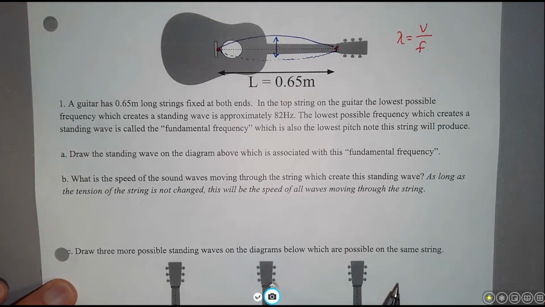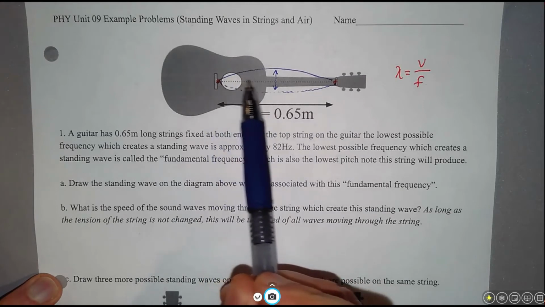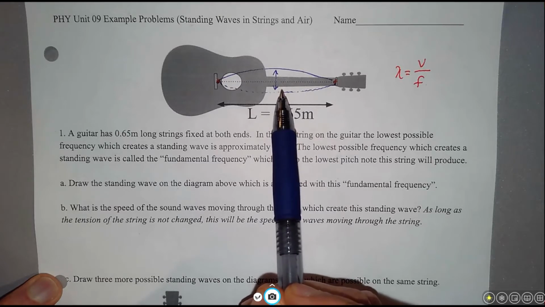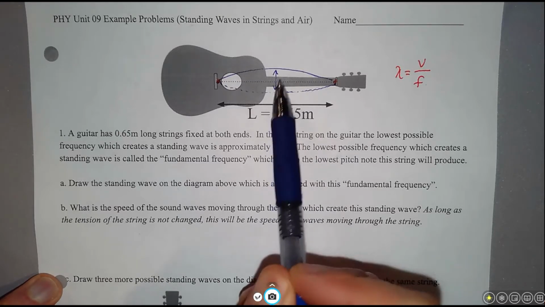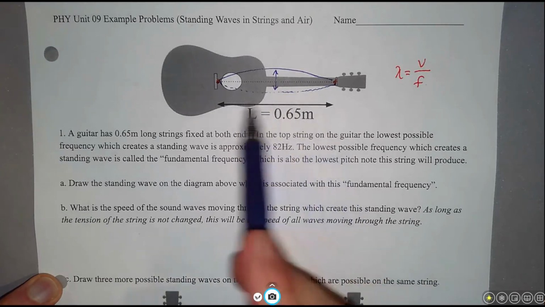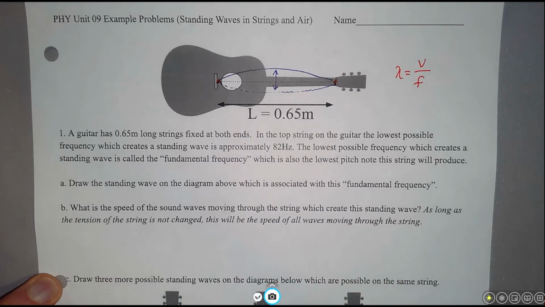Part B says, what is the speed of the sound waves moving through the string which create the standing wave? As long as the tension of the string is not changed, this will be the speed of all the waves moving through the string. So if we introduce a disturbance, there's going to be waves that move through here, and what gets created is the standing wave. And so the standing wave doesn't appear to move because it's standing still, right? That's why it's called a standing wave. So the antinode location stays here, but remember, that's the result of waves that are moving through the string, bouncing off the fixed ends and interfering constructively and destructively, and they're moving through that string at a particular speed.